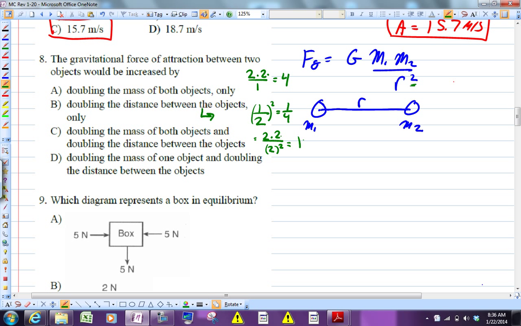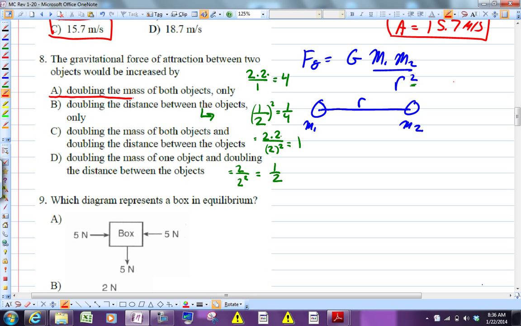And for D, if we double the mass of one object and double the distance, so that's doubling one of the masses, everything else stays the same, and the distance between them doubles, again that's double squared, that is going to give you 1/2. So the only one that makes it get bigger is the first one. So the answer here is going to be this.